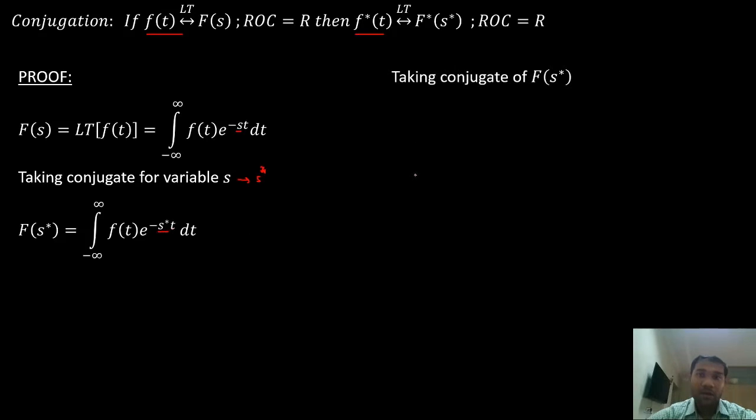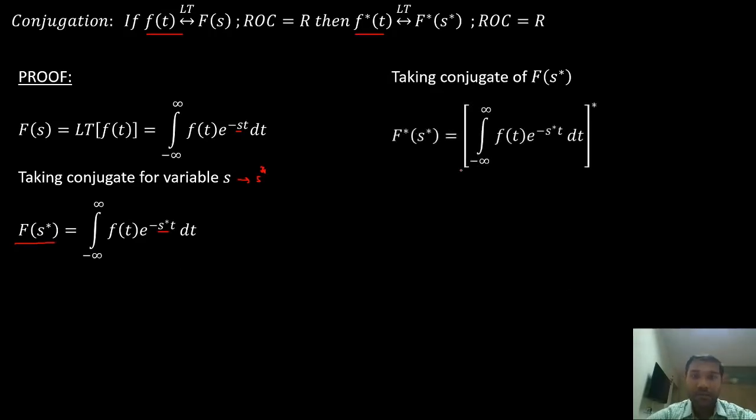Then I will take the conjugate of the entire left hand side, right? If I take a conjugate of this, I'll have F of s conjugate whole conjugate, right? That is nothing but F conjugate of s conjugate, right? And on the right hand side I have this integral, so I'm taking the whole conjugate of this entire integral, right?